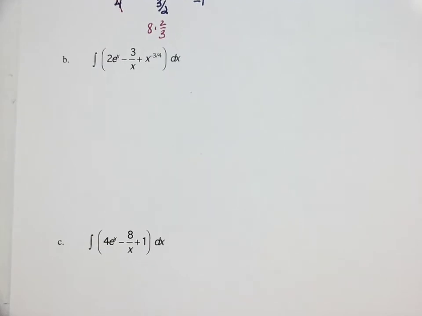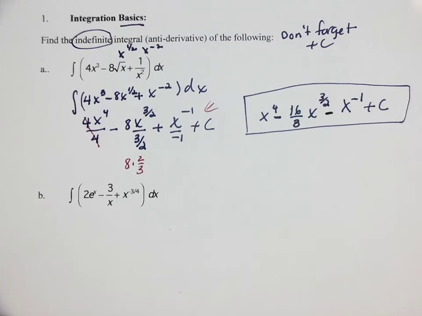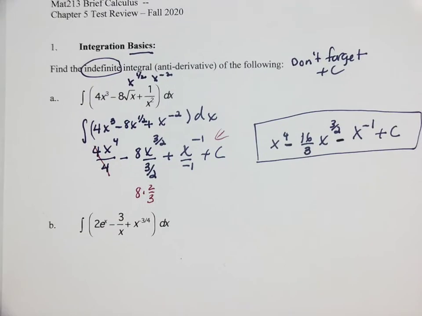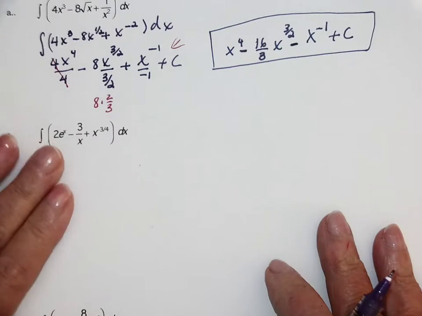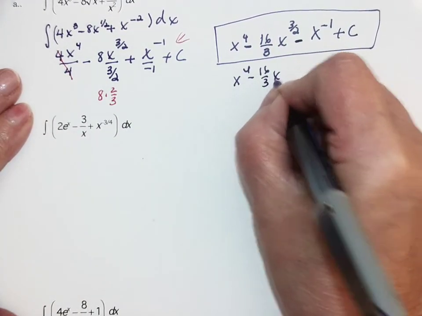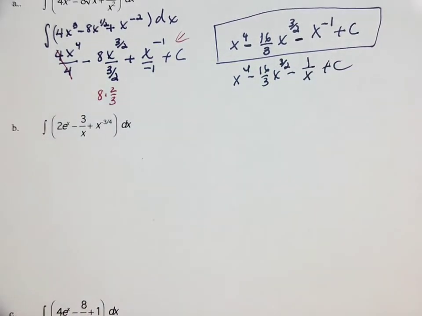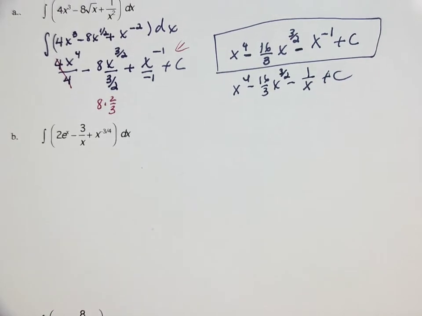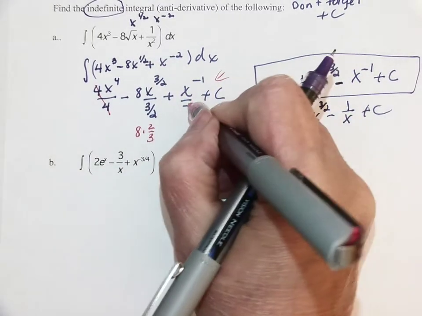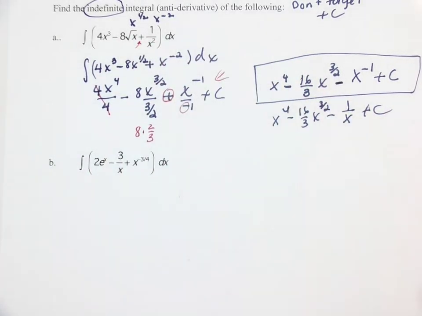So there you have minus x and -1 over -1. Okay, so -1 over x essentially. Yes. So yeah, you can rewrite this as x to the 4th minus 16/3 x to the 3/2 minus 1 over x plus c. And the minus comes from here, because that was a plus originally in between.